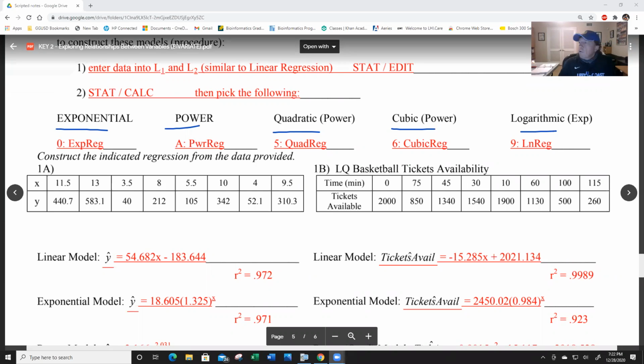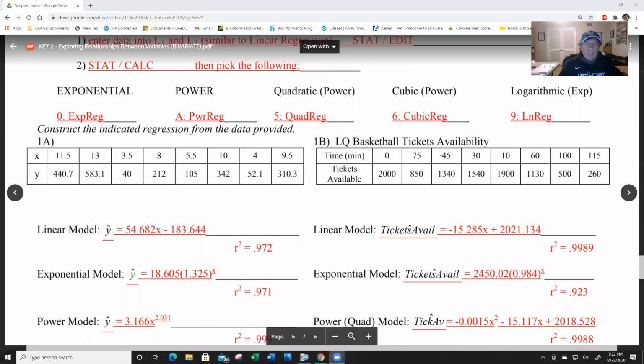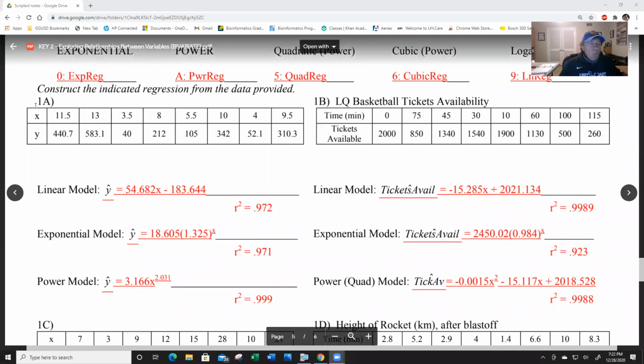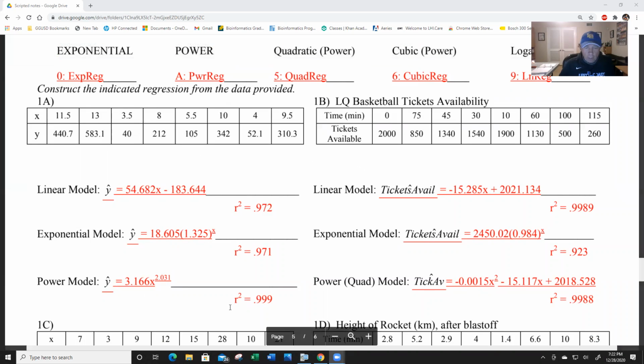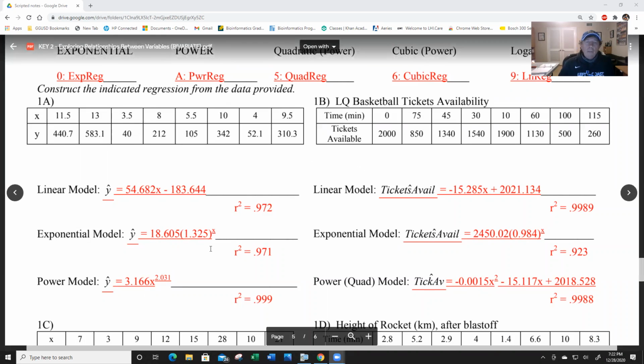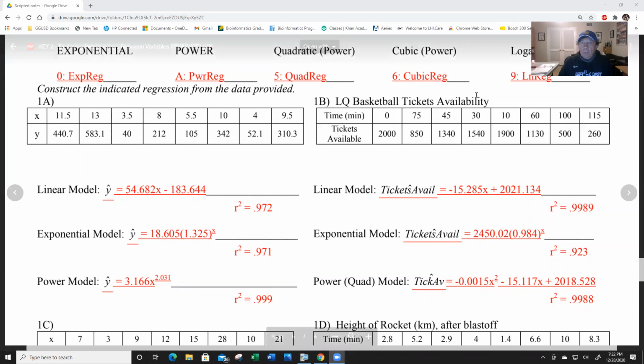Okay. So for the first one here, we're going to put in this data, X and Y. We're going to graph it, and then we're going to look at it. And then I have these three models, and you're going to see them. It's pretty simple how this is going to work. It's just time consuming.